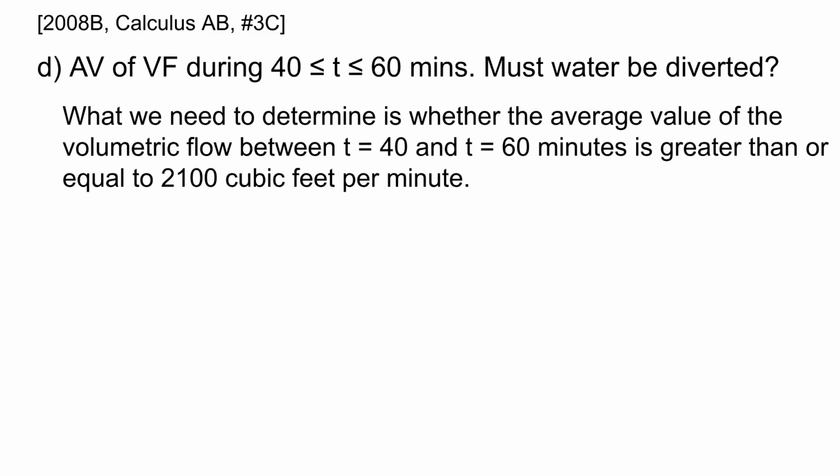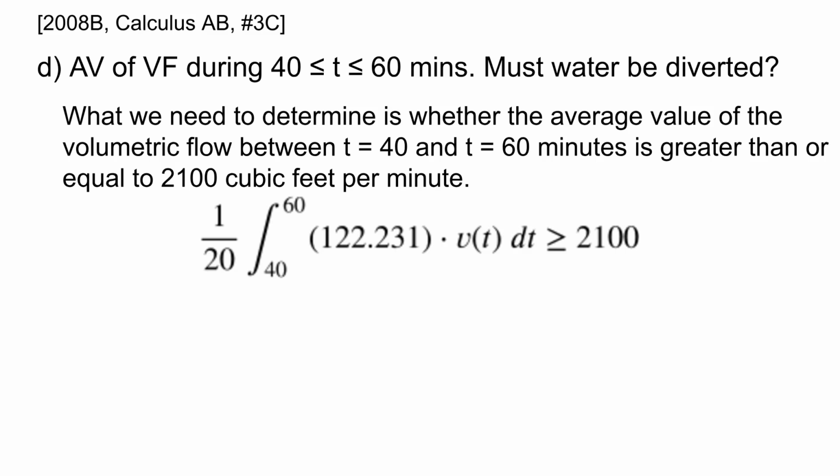So what we need to determine is whether the average value of the volumetric flow between t equals 40 and t equals 60 minutes is greater than or equal to 2,100 cubic feet per minute over that interval. That average value can be found by using the average value formula, 1 over 20 times the integral from 40 to 60 of 122.231 times v of t dt. And if that is greater than or equal to 2,100, water would have to be diverted.